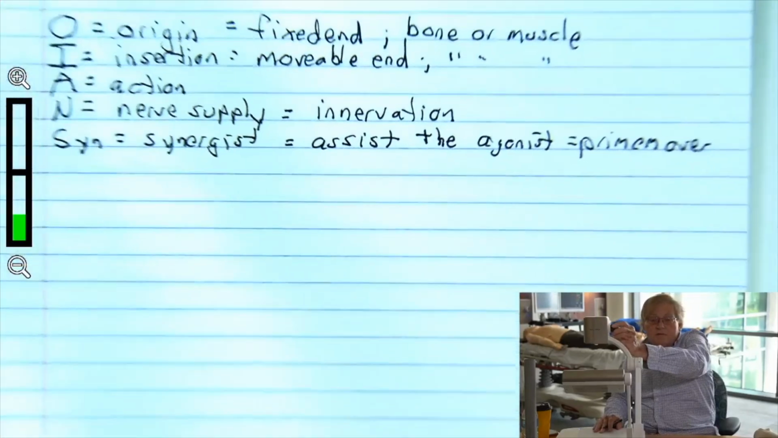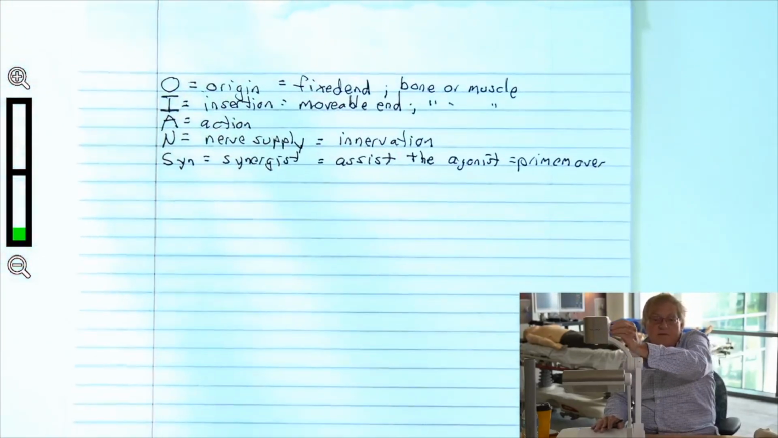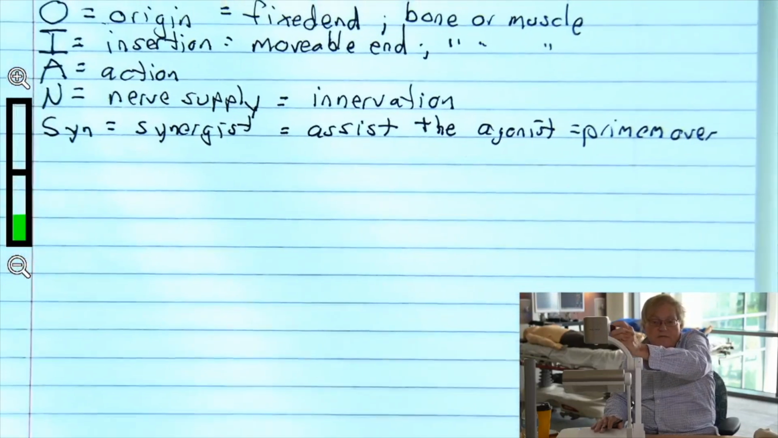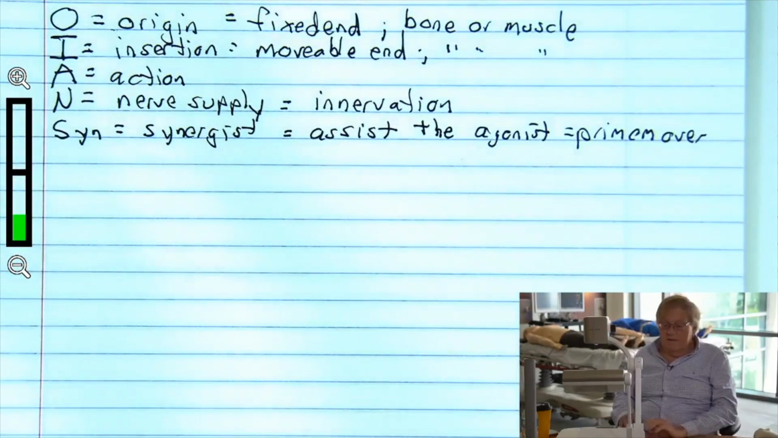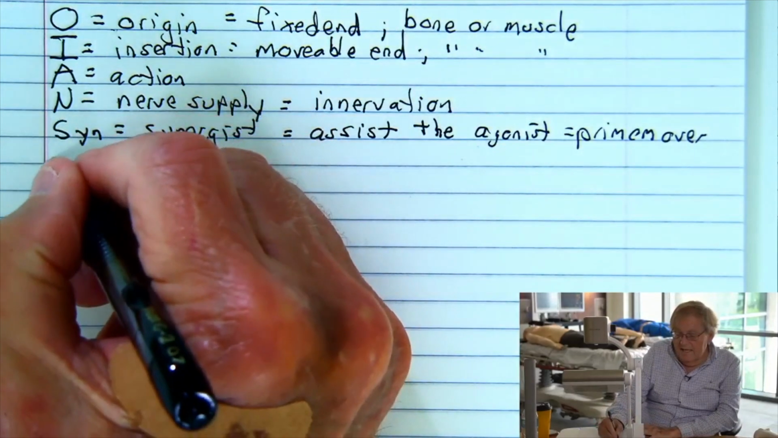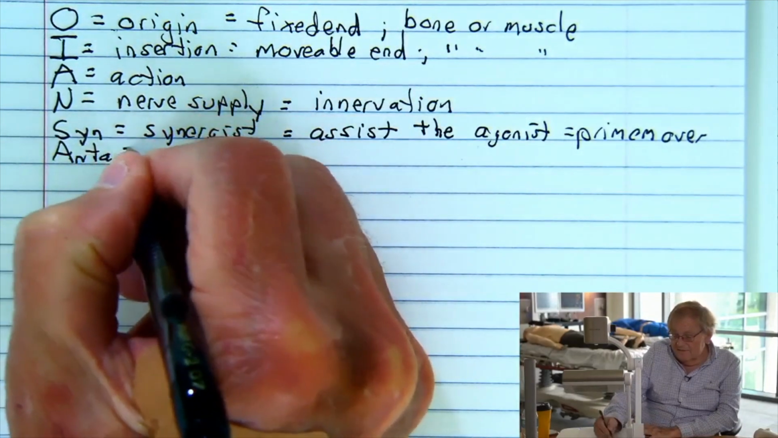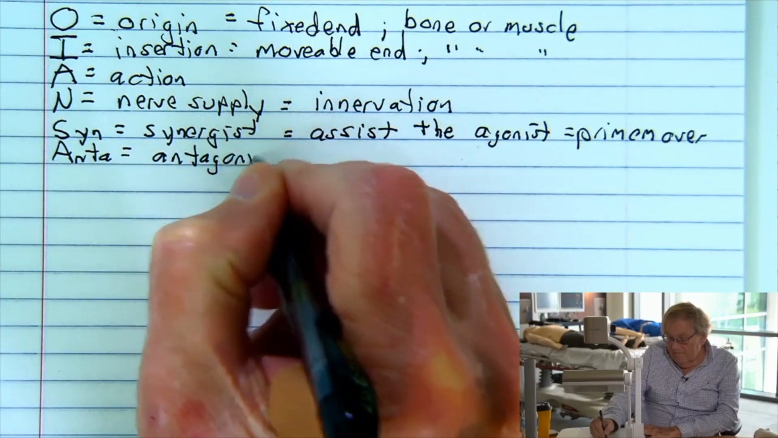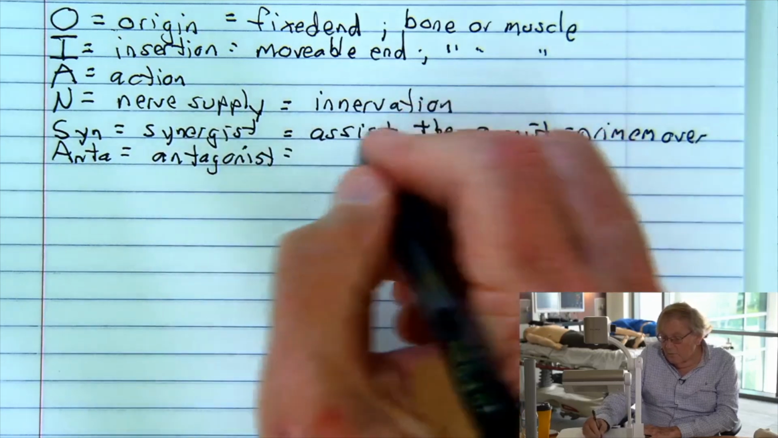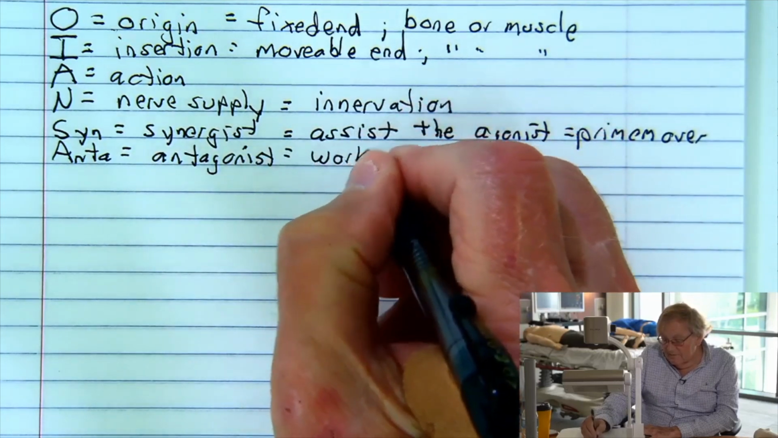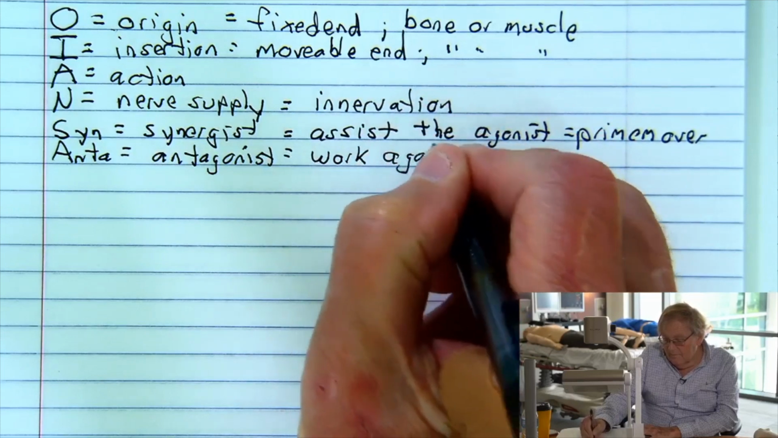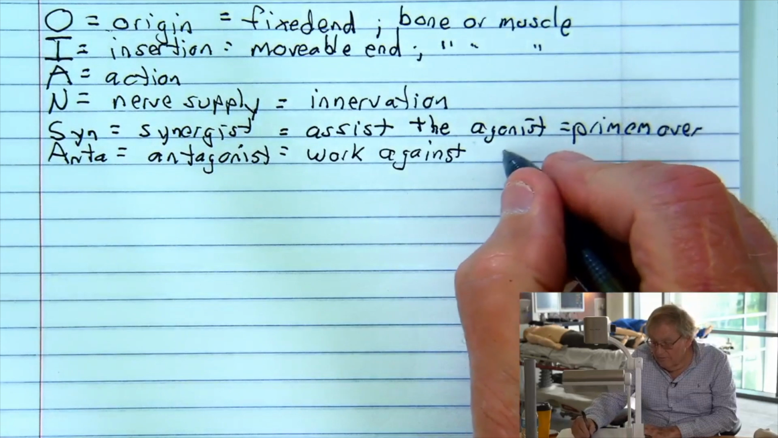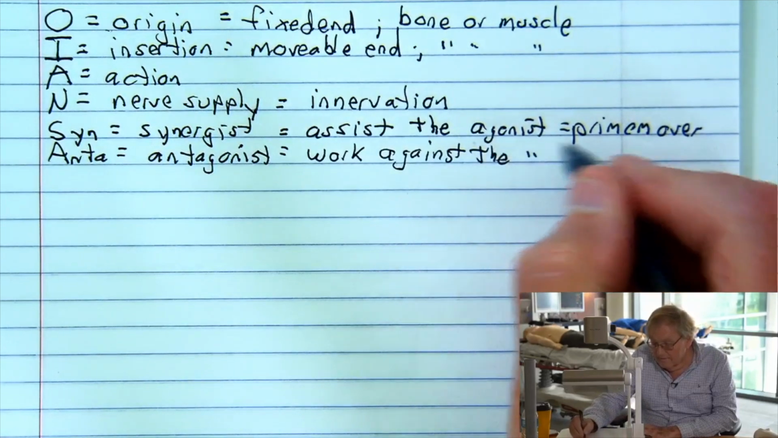But I just want you to get these words down, because once you start knowing these words, it gets easier. Then I've got an A-N-T-A, and that is going to be antagonist. And the antagonist is going to work against the prime mover or the agonist.